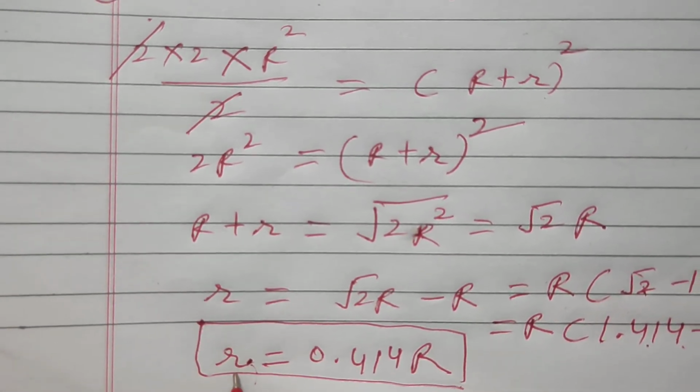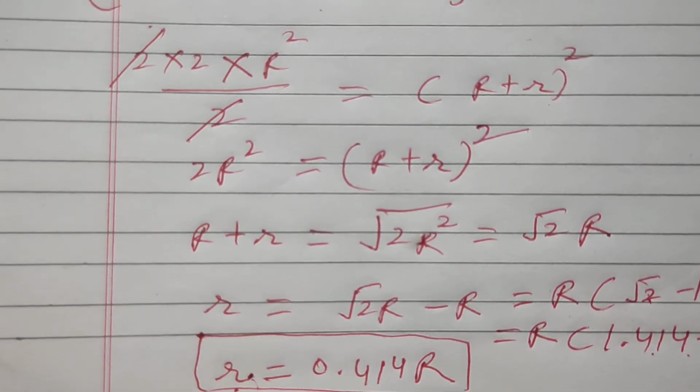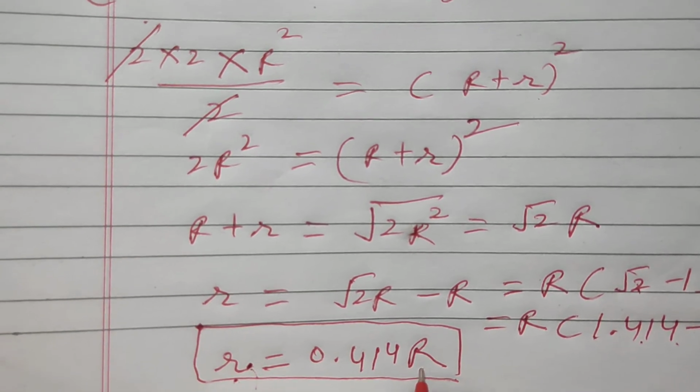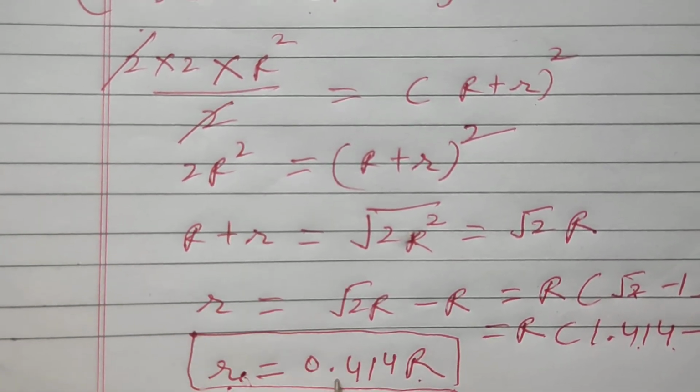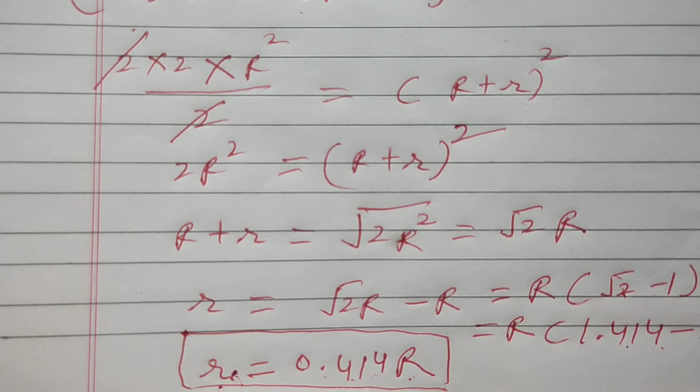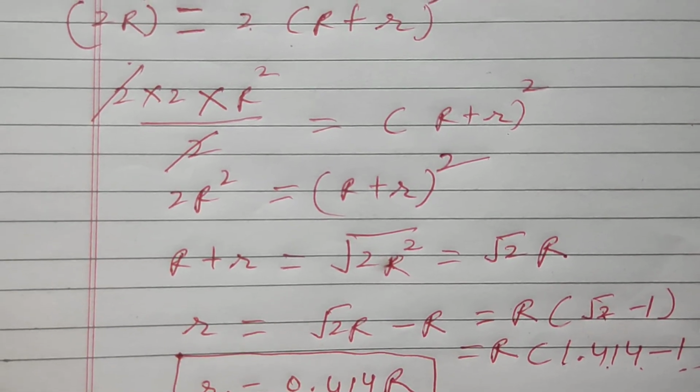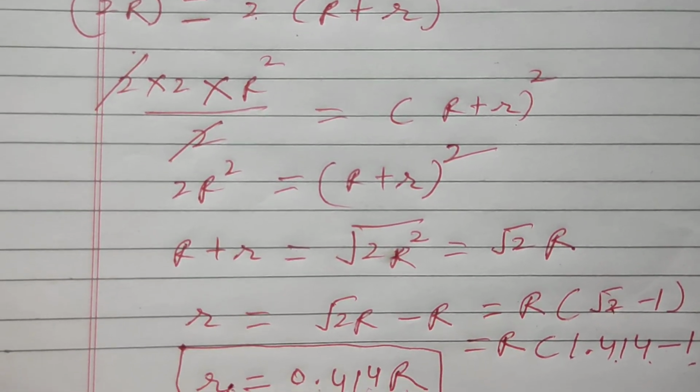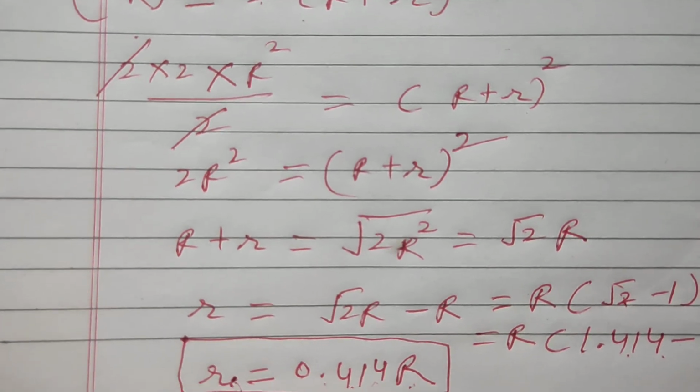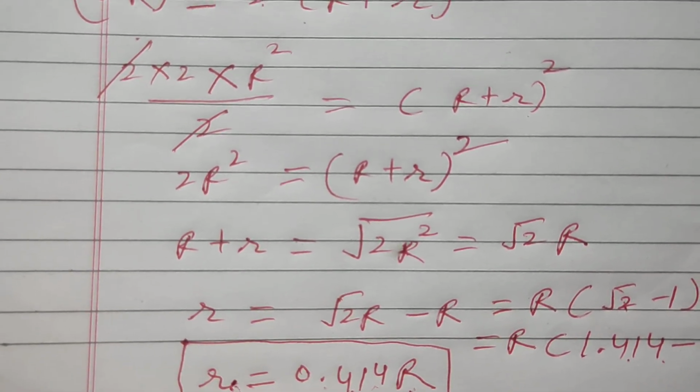Small r is the radius of the void, the octahedral void, and capital R is the radius of the sphere. So r is equal to 0.414 R. You have to derive this relation. This question can also come in your exam, and this relation can be used directly in numericals.